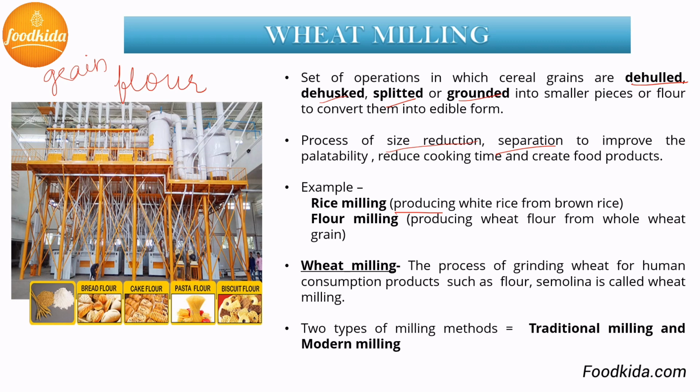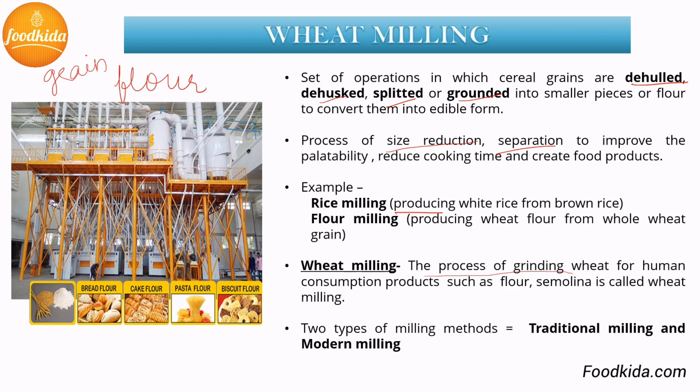So the main objective of milling is to grind clean cereals and to obtain the maximum amount of white flour from the endosperm when we are producing refined flour. So when we are producing refined flour, we want to get the maximum amount of flour from the endosperm, and we do not want bran and germ to get mixed into it. And third, to completely separate the bran and germ from the endosperm. Now we can say what wheat milling is. Wheat milling is a process of grinding wheat for human consumption products such as flour, semolina and many more.